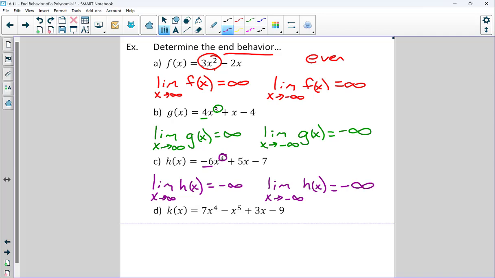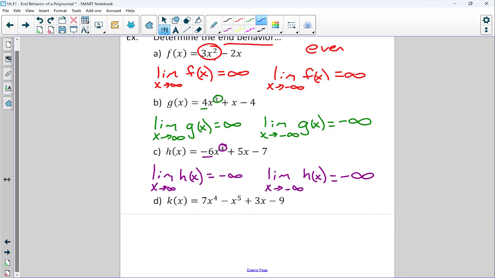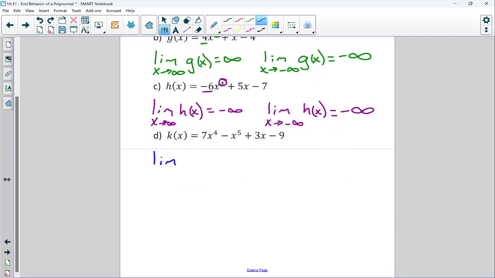And the last one here, the limit as x approaches infinity of k of x. Now, be careful, this one is not the leading term. This one is the leading term. The leading coefficient is negative, so the right side is down, negative infinity. And then the limit as x approaches negative infinity for the left side of k of x. It's an odd degree, so we have to disagree, negative infinity on one side, positive infinity on the other.